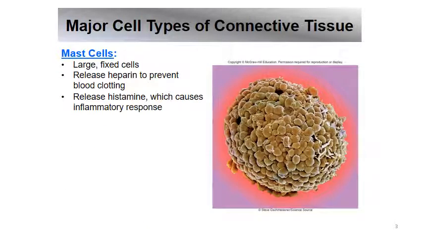And then we also have mast cells. Mast cells, they make heparin. Heparin prevents blood clotting. And they also make histamine. Histamine is for inflammation. Okay, so 3 different types of cells, well, the more common ones.